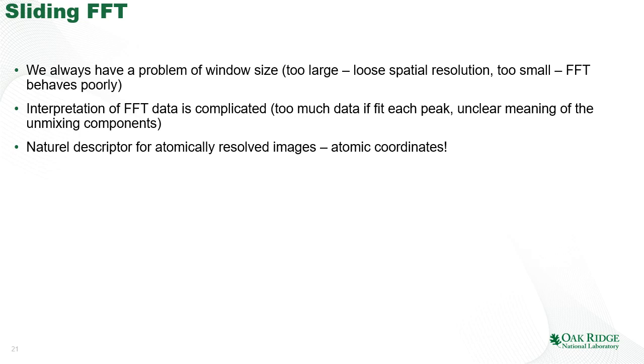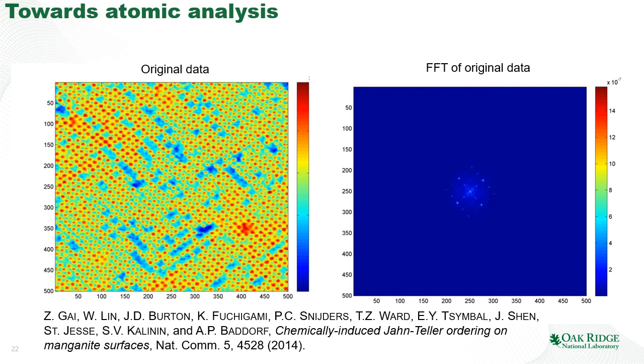Second, the interpretation of the Fourier transform data is a little bit complicated. If we try to fit each peak, we have too many components, even allowing for the symmetry. If we perform the unmixing using nFinder or Bayesian linear unmixing, the meaning of the components is not necessarily clear. So what can we do? Well, most of the time we work with atomically resolved images. So therefore, maybe we should look at a slightly different descriptor, which for atomically resolved images is atomic coordinates. So the question becomes, can we take an image like this, so this is the same STM image that you've seen before, and find all the atoms and obviously all the vacancies in this image?